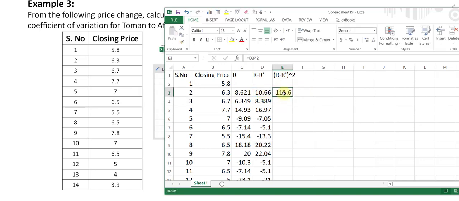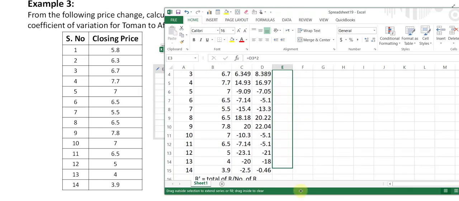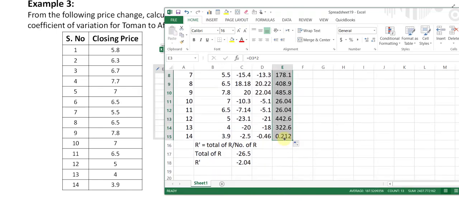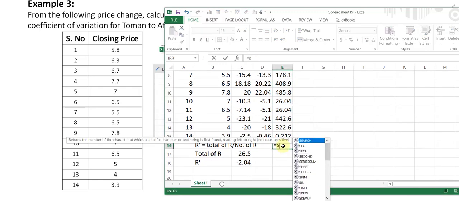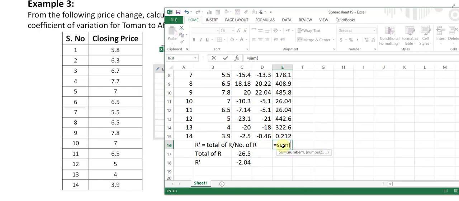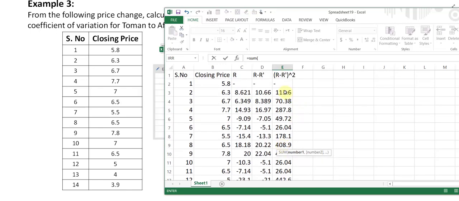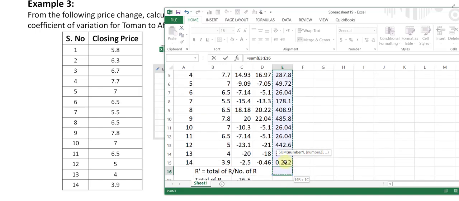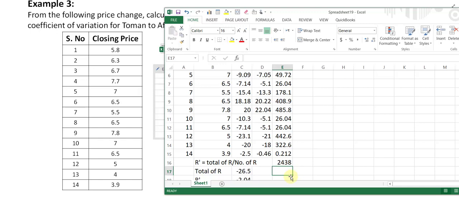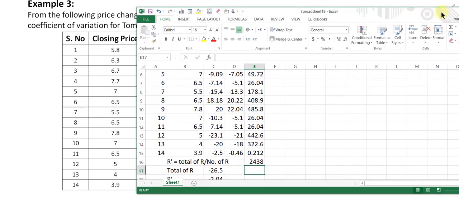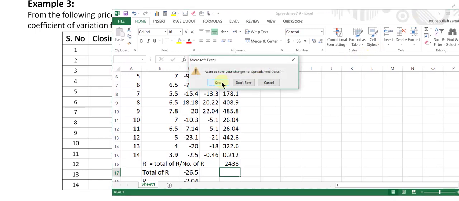Now you can expand it for the rest, right? The next one, of course, you have to take the sum of all. Sum of this one is equal to up to this point. Then close it. You can find out how much the sum is. The sum is basically this much, 2,400 something. Then save this one. Save the Excel file.